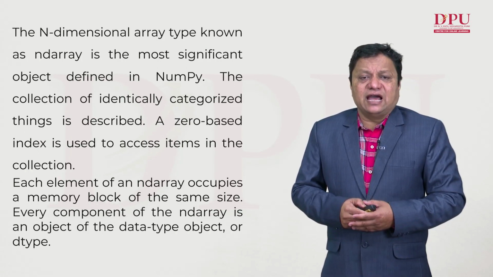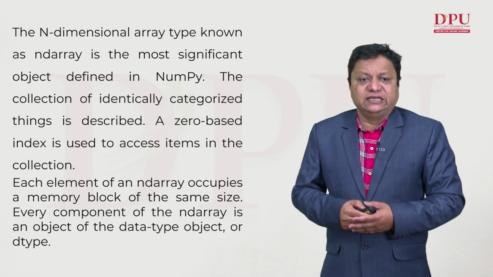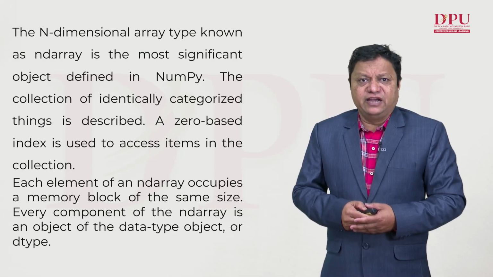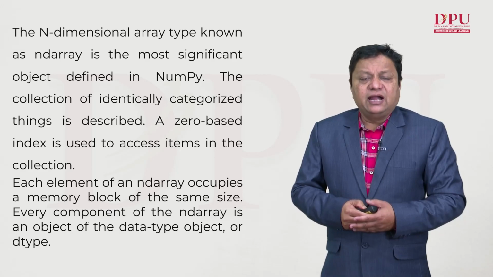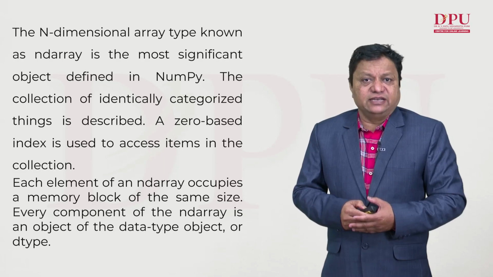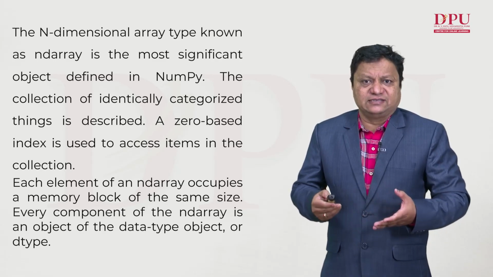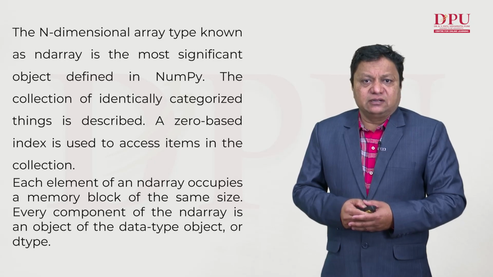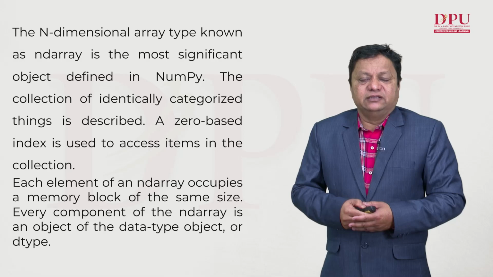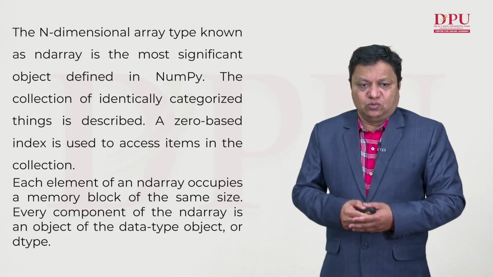The n-dimensional array type, known as the ndarray, is the most significant object defined in the NumPy library, and it describes a collection of identically categorized things. A zero-based index is used to access the items in the collection. So, if you want to access the items in the array, we have to use the index, and the indexing starts with 0.